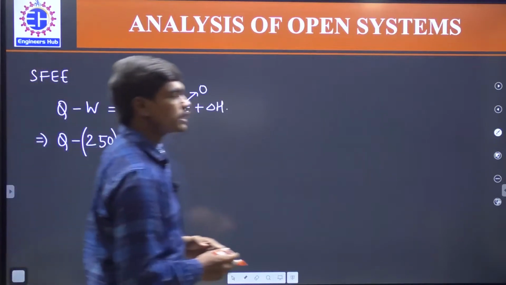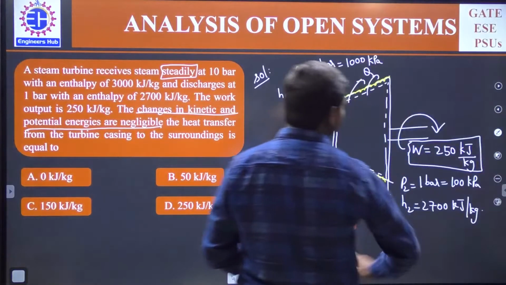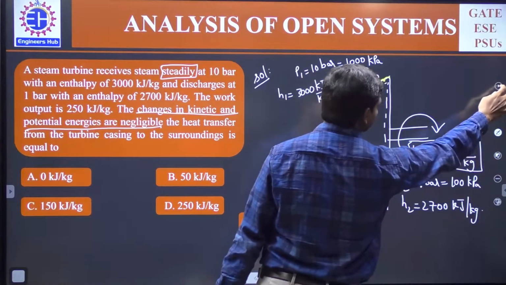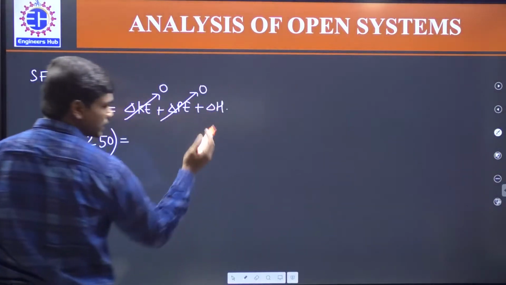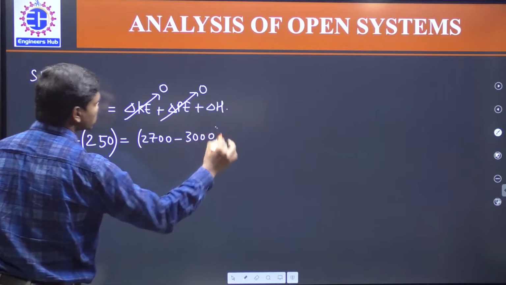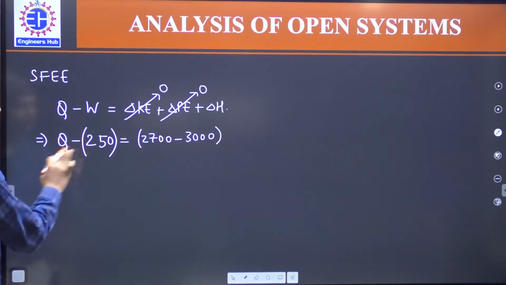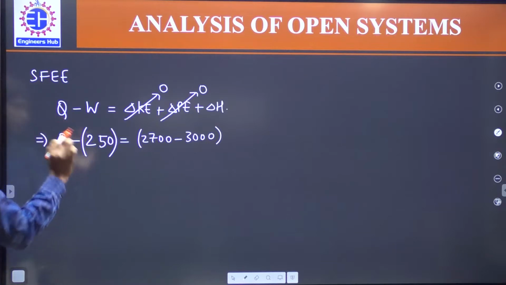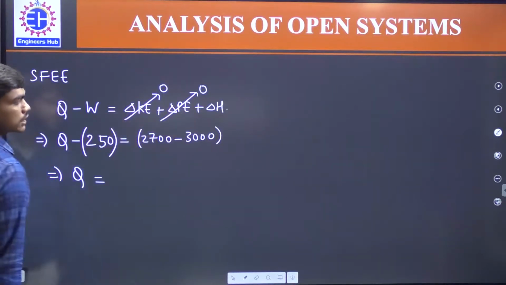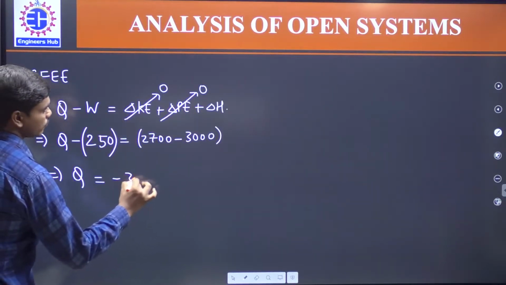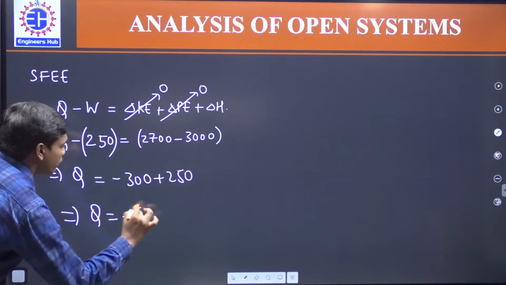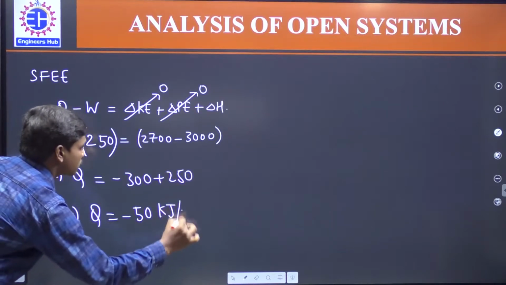delta H, which is H2 minus H1. Delta is always final minus initial. Initially the enthalpy is 3000 kilojoule per kg and the final is 2700 kilojoule per kg. All these quantities are in kilojoules per kg, so the answer for Q is also in kilojoule per kg. So Q is equal to 2700 minus 3000, which is minus 300, plus 250. So Q is equal to minus 50 kilojoule per kg.